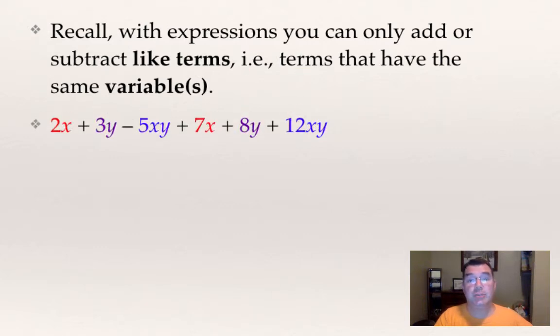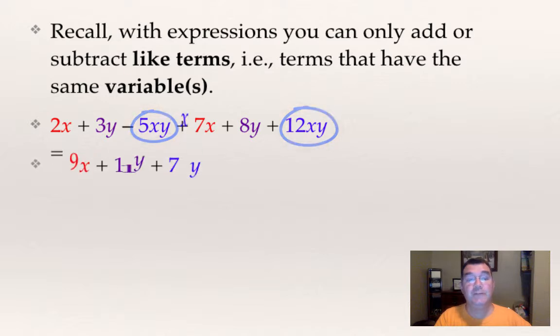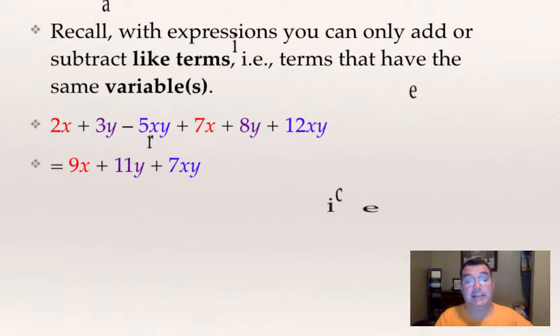We could only add or subtract like terms. So if I had something like 2x plus 3y minus 5xy plus 7x plus 8y plus 12xy, only the x's, which are in red, could be simplified separately. The y's, which are in purple, could be simplified separately. And same thing with the xy's that are in blue. So if I simplify those, my answer is 9x plus 11y plus 7xy. And I can't really simplify any further than that when I'm adding and subtracting.